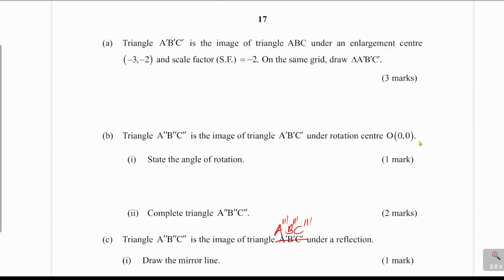So the other question, part B, triangle A double prime, B double prime, C double prime is the image of triangle A prime, B prime, C prime under rotation, center 0, 0. The first question, state the angle of rotation. The second question, complete triangle A double prime, B double prime, C double prime. So let's look at those triangles.